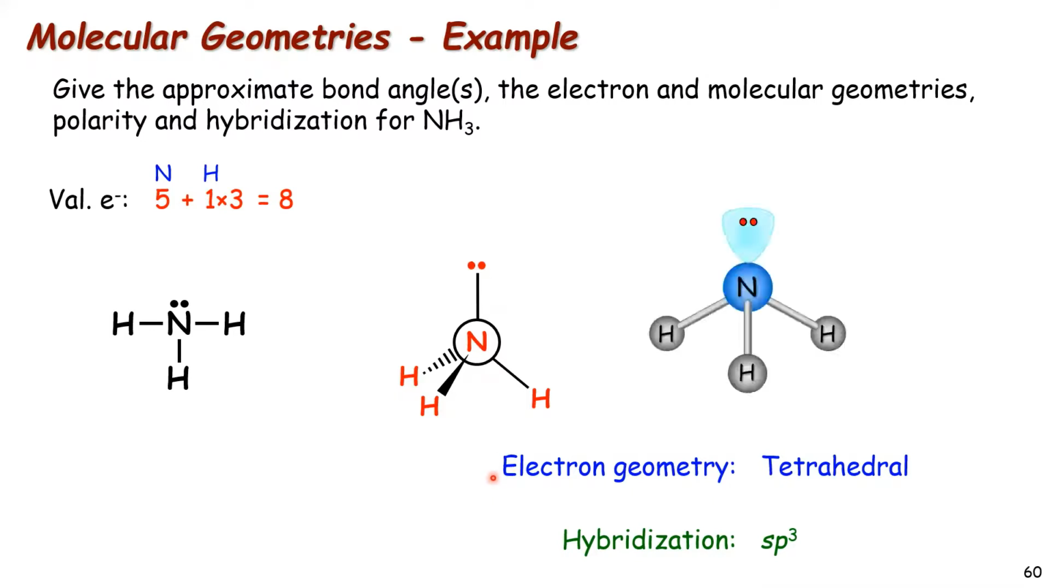So this molecule then looks like this. But again, you can't see the lone pair. So its molecular geometry then is going to be trigonal pyramidal.